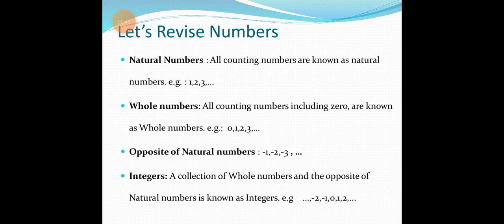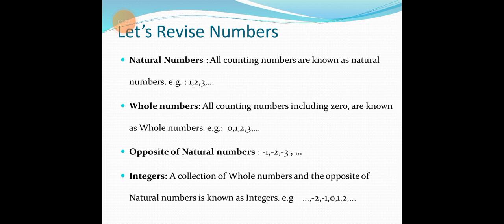There are different types of numbers. First of all, we have natural numbers. All counting numbers are known as natural numbers, for example 1, 2, 3. In my school, my teacher used to say that natural comes from the word nature, and nature is created by Allah, and Allah is one, so that means it starts from one. This was the way we used to remember it.